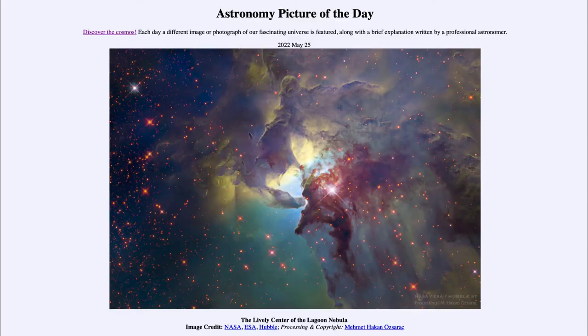One of the things that I like to do in each of my introductory astronomy classes is to begin the class with the astronomy picture of the day from the NASA website, apod.nasa.gov/apod. And today's picture for May 25th of 2022 is titled The Lively Center of the Lagoon Nebula. So what do we see here?